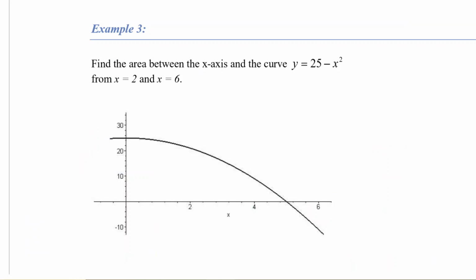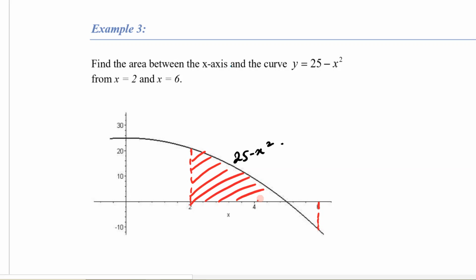All right, so let's do one more similar example. Find the area between the x-axis and the curve 25 minus x squared. We want to figure out the area between the x-axis from x equals 2 to x equals 6. Again, we notice that we have some area above the x-axis and some area below the x-axis. For that reason, we first need to figure out this point of intersection so that we can split it into two integrals.